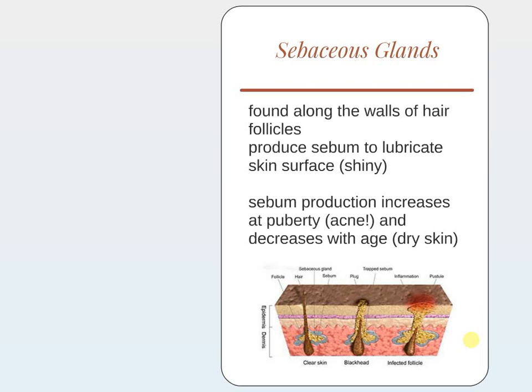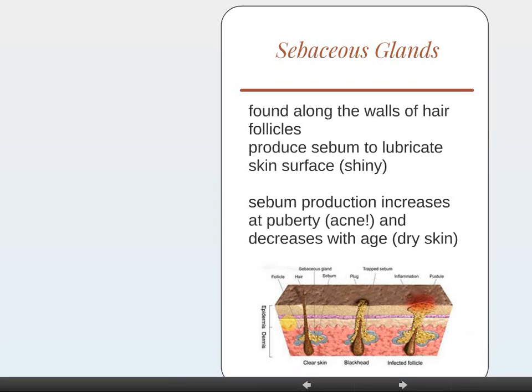Sebum production, as you may have guessed, increases at puberty, and that's what causes acne. It decreases as you get older, so in old age, sebum production has gone way down, and that's why older people tend to have very dry skin. This diagram here, you have clear skin the way it's supposed to be. Here's the sebum gland, or the sebaceous gland right here. The yellow stuff is the sebum.